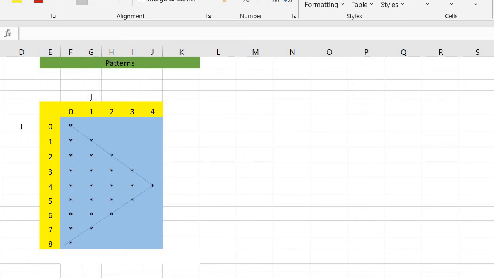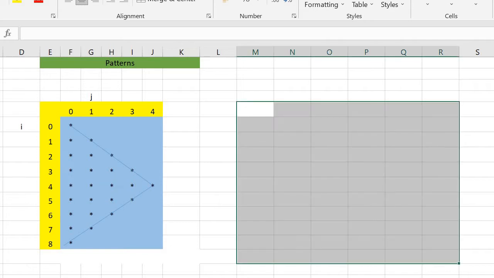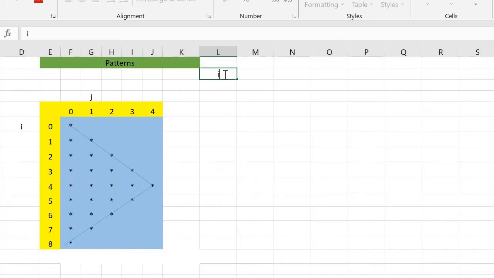So in this pattern, let us assume the values first for the rows and columns. So i value, if you can see over here, is 9, right? And j is equal to 5 over here, right? So if you can see, we have this type of triangle. So what we can do, let us now try to find out how many triangles we have in this triangle.